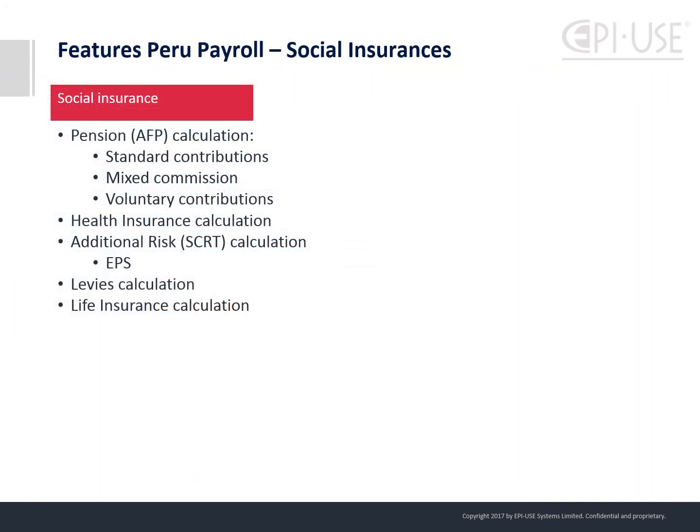At social insurances, we can see that the following are supplied. There's an option for pension calculation, which includes standard contribution, mixed commissions, and voluntary contributions. There's also an option for health insurance calculations, for additional risk calculation like EPS. There's calculations for levies and life insurance calculations.